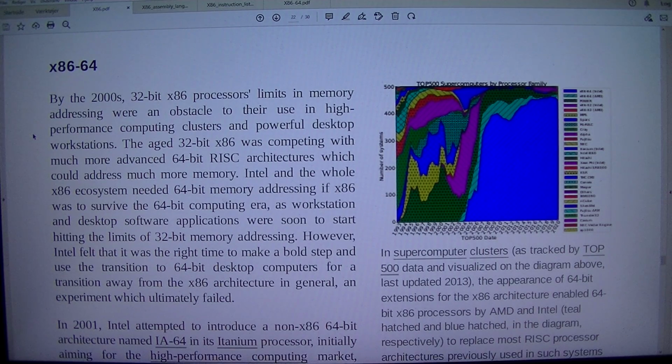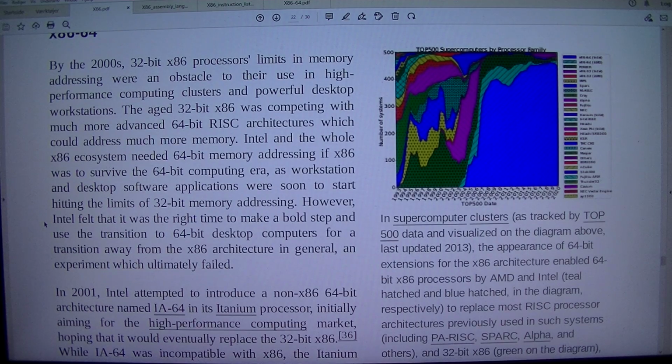By the 2000s, 32-bit x86 processors' limits in memory addressing were an obstacle to their use in high-performance computing clusters and powerful desktop workstations. The aged 32-bit x86 was competing with much more advanced 64-bit RISC architectures, which could address much more memory. Intel and the whole x86 ecosystem needed 64-bit memory addressing if x86 was to survive the 64-bit computing era, as workstation and desktop software applications were soon to start hitting the limits of 32-bit memory addressing.